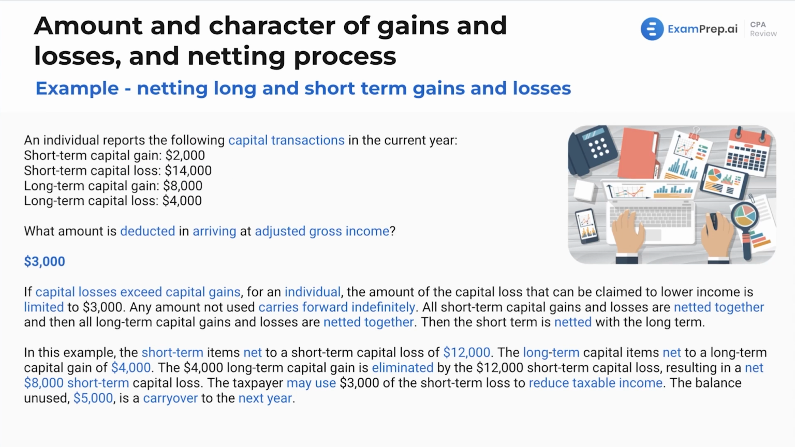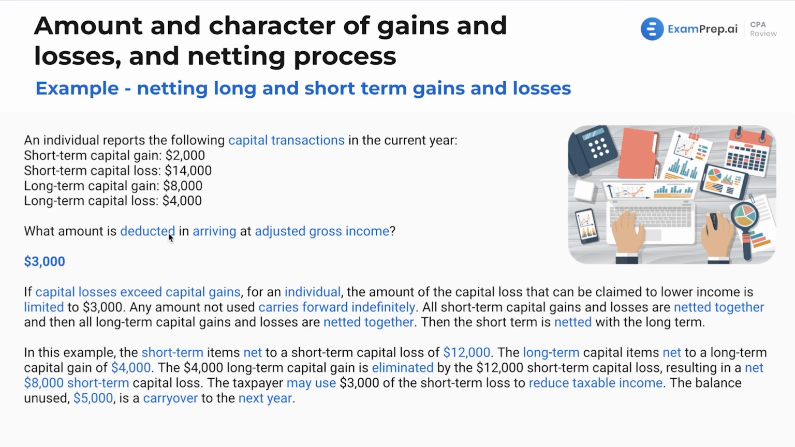You're going to see an example here, netting together long and short-term gains and losses. This is something you definitely need to know for the exam, and then questions could get a little more complicated, but we're starting off pretty slow and nice here. An individual reports the following capital transactions in the current year. We've got a long-term and short-term capital gain and loss: $2,000 short-term capital gain, $14,000 short-term capital loss, $8,000 long-term capital gain, and $4,000 long-term capital loss.